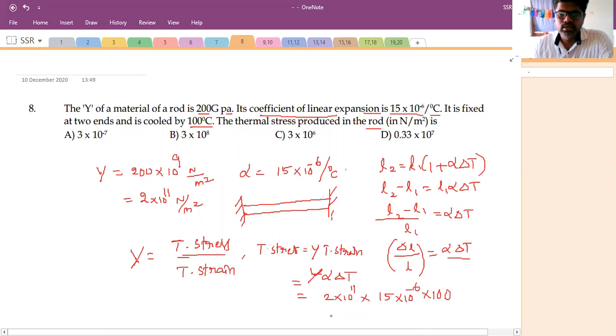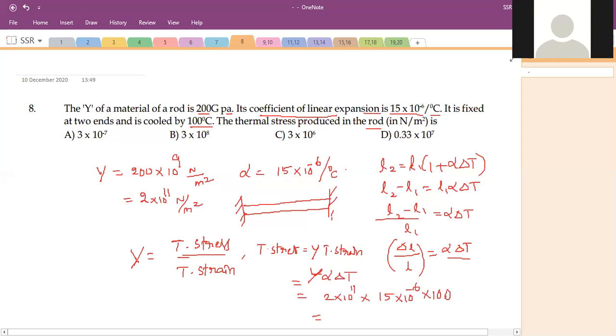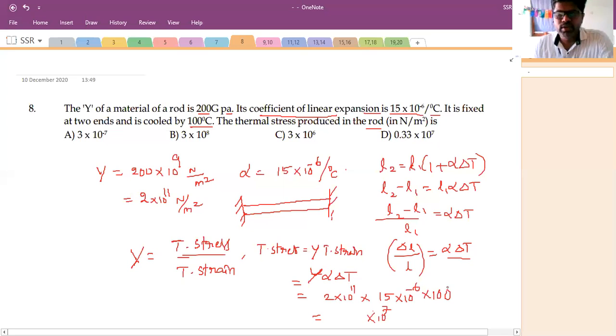So the answer is 2 into 10 power 11 times 15 into 10 power minus 6 times 100. Ten power 11 minus 6 is 5, 5 plus 2 is 7. 2 into 15 is 30, so 30 into 10 power 7 is equal to 3 into 10 power 8 Newton per meter square. So option B is correct. That is the thermal stress produced in the rod.